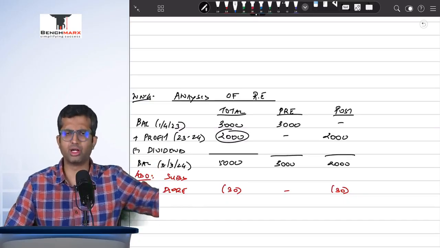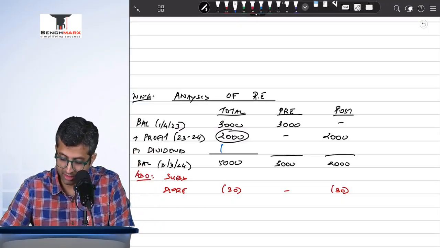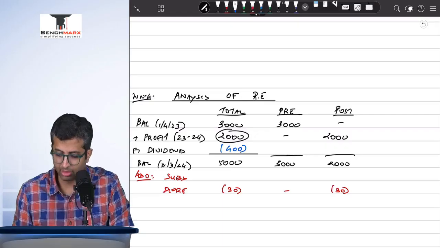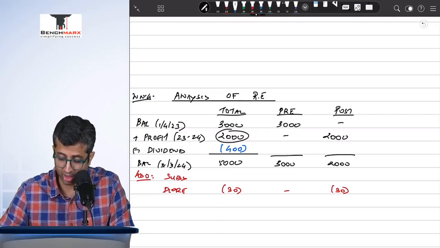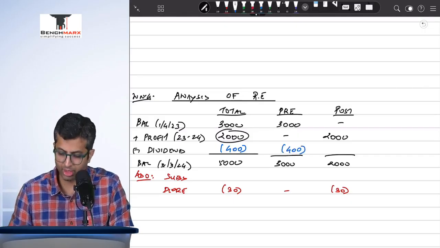Usually it is a P&L account debit to bank if it is paid. Here it is unpaid, and hence this is dividend account debit to dividend payable. So this is 2000 over here. If I go to see 400, this 400 is coming out of which profits? Sir, pre-acquisition profits. And hence this 400 will be adjusted over here.